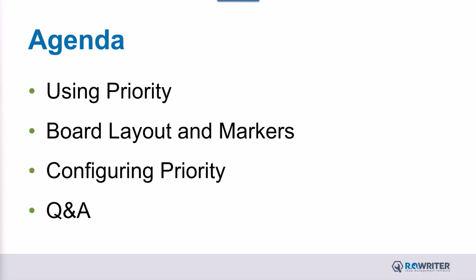I want to introduce what we're going to be going through. These slides may already look familiar to you, but we want to start off by using priority, moving a few things around so we can see what it's meant to do. Then we'll explain the board layout and markers so we know what all the signs mean along the way. And then you want to make sure it's set up the way you need it for your store, so we're going to go through configuring it, making sure who needs access has it and those who don't, as well as the setup for it.